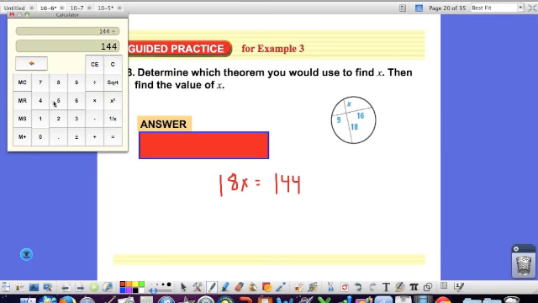So in this problem, I can set this up. 18 times x is 18x. 9 times 16 is 144. I divide both sides by 18, and I get x is equal to 8.